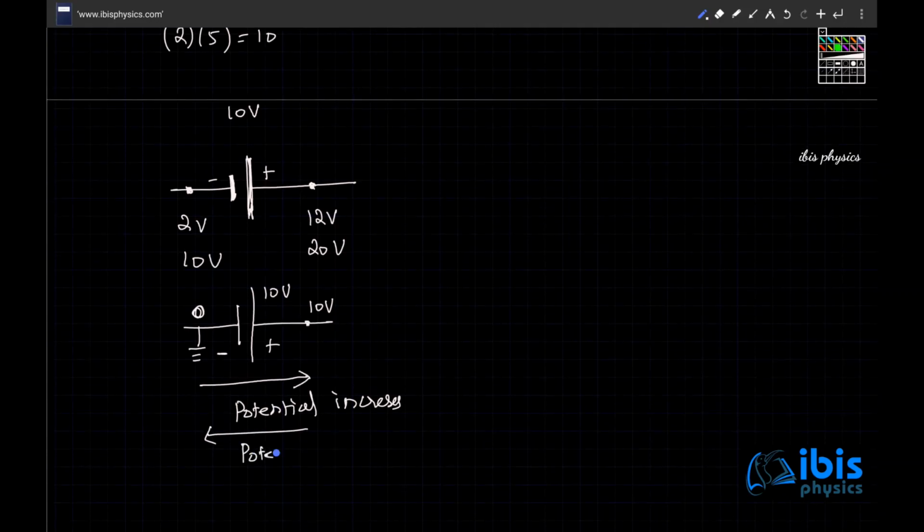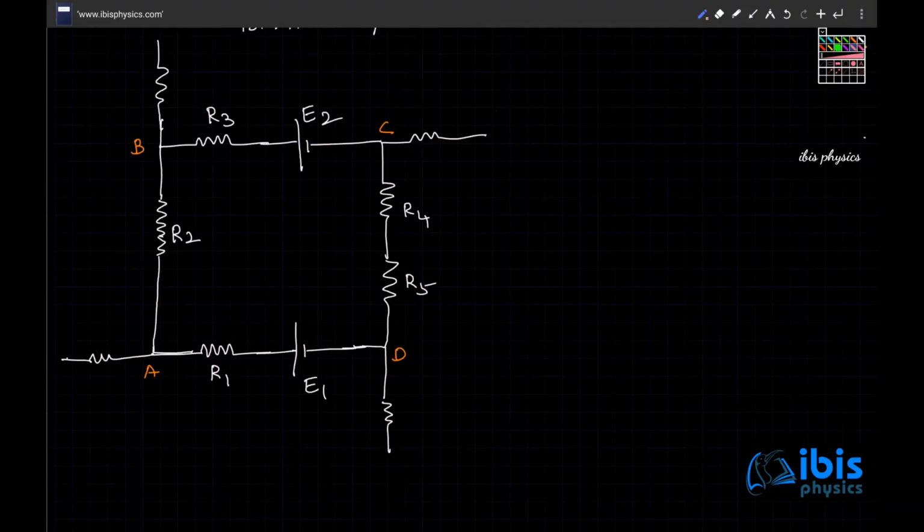So potential drops. Okay, whatever we have discussed, we are going to apply here. There is a large circuit. This ABCD is a small loop in that circuit. We just discussed that if you go from the negative of the battery to the positive, potential increases. When you go from positive to negative, potential decreases. If you go this way, potential increases. If you come this way, potential decreases.